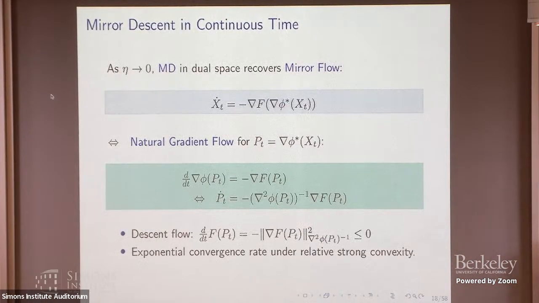And both of these flows are descent flows, meaning that your objective function of interest is always decreasing, right? So you never increase. And you can show convergence guarantees if you assume something more. So for example, if you assume that your objective function satisfies some strong convexity condition relative to this function phi, then you can show that this ODE minimizes your objective function exponentially fast in continuous time.